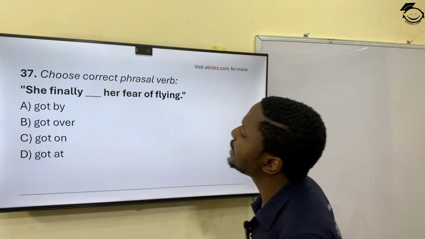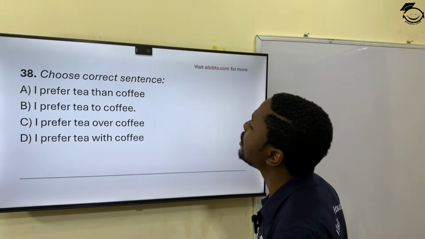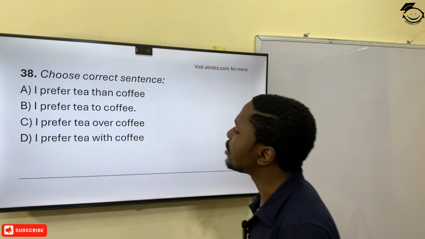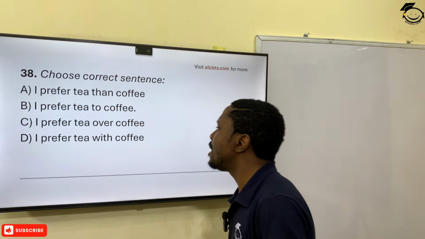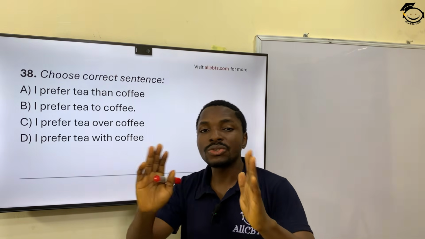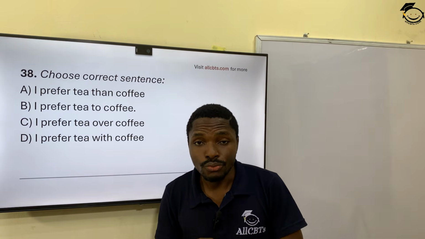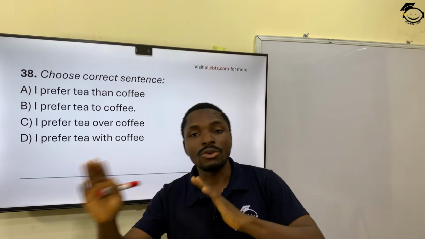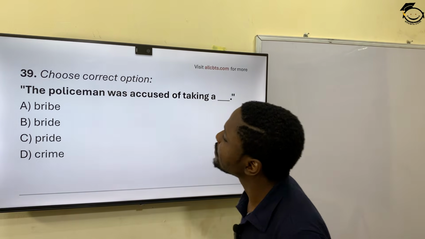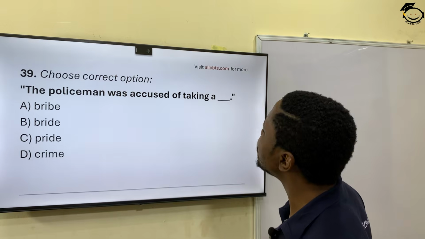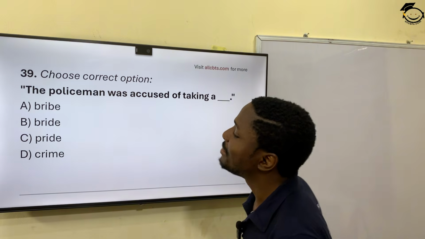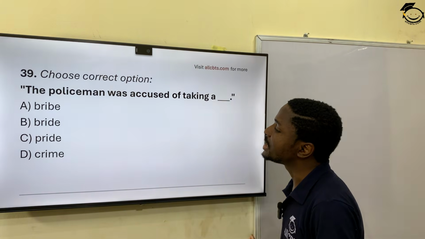Good. 38. Choose the correct sentence. I prefer tea than coffee. I prefer tea to coffee. I prefer tea over coffee. I prefer tea with coffee. When you are differentiating between two similar things, you use to. I prefer tea to coffee. It's the correct one. Okay? 39. The policeman was accused of taking a, what does a policeman take? Especially in Africa. Bribe. The policeman was accused of taking a bribe.